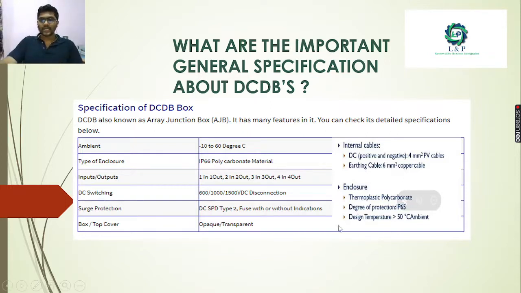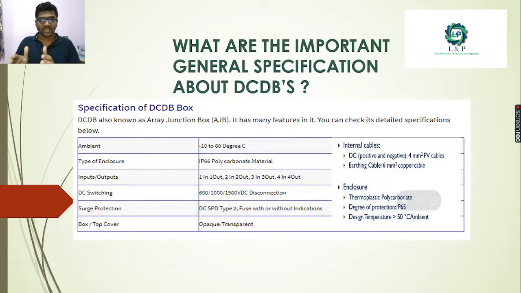Also the enclosure can be IP65, and IP66 can also be used. It should be a polycarbonate material. Its design temperature should be for ambient temperatures of more than 50 degrees Celsius, since it is kept outside in the environment. Based on the inputs it is designed as 1 input 1 output type, 2 input 2 output type, 3 input 3 output type, 4 input 4 output type, 6 input 6 output type, and 10 input 10 output type.